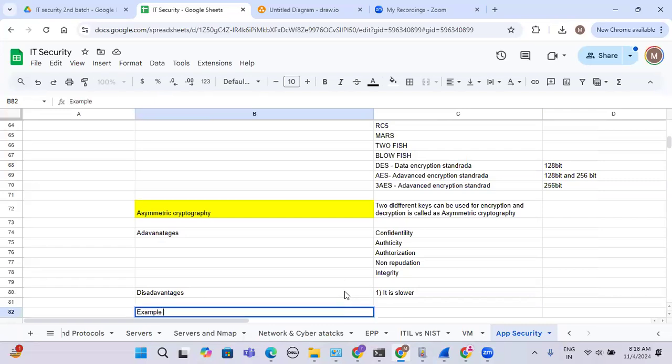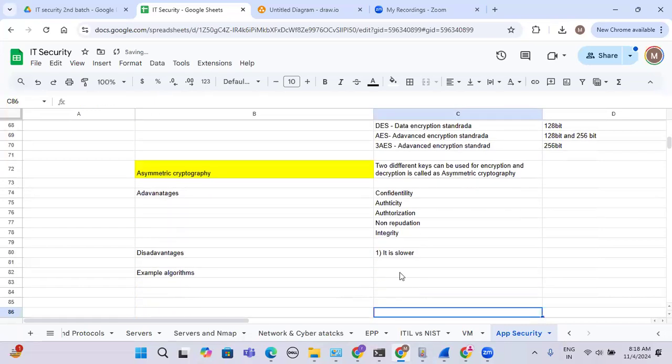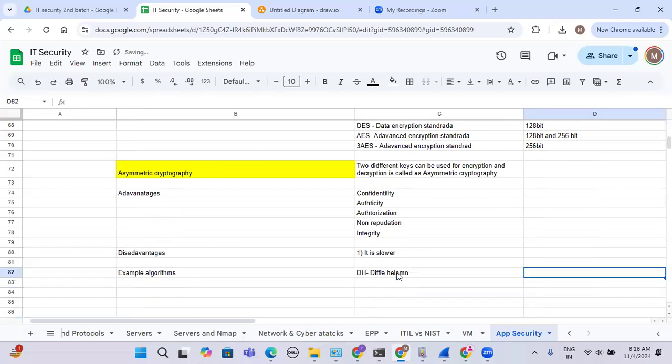Now coming back, what are the different algorithms supported by asymmetric? These are all very important. Example algorithms: one is DH, Diffie-Hellman. Diffie-Hellman is the scientist name, who invented the Diffie-Hellman algorithm. Here it supports 512, 1024, 2048, and the most recent one, 4096 bits. The bit size is very high, and it is difficult for the attacker to guess the respective key.